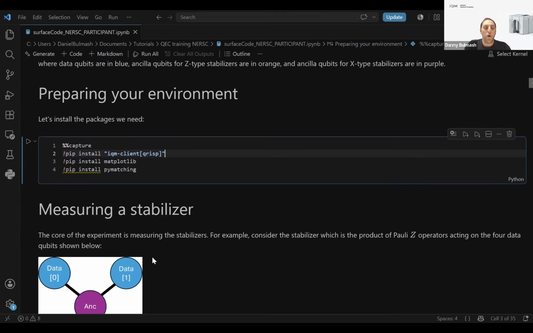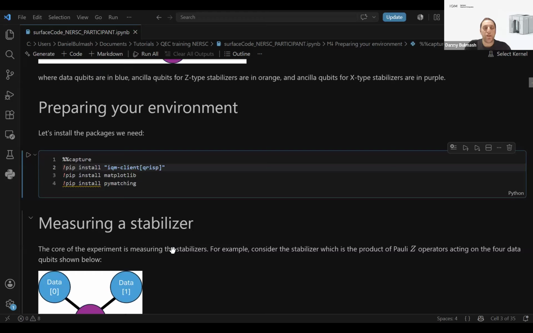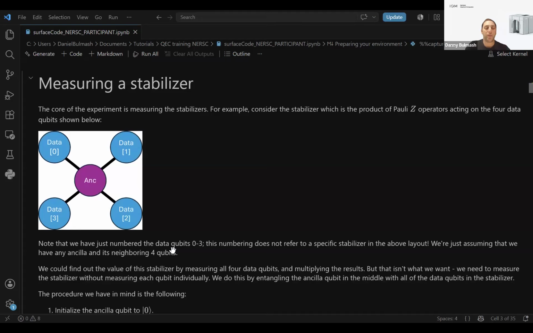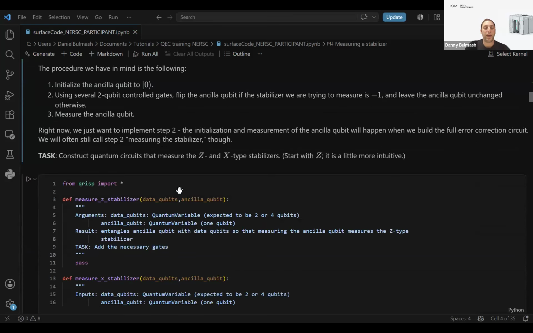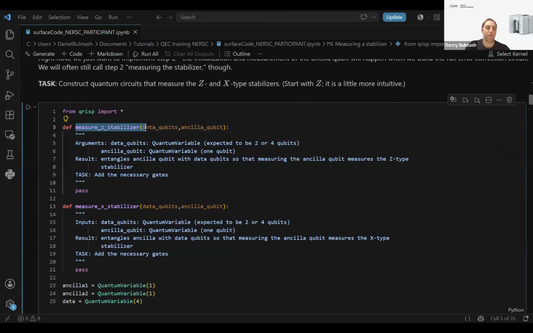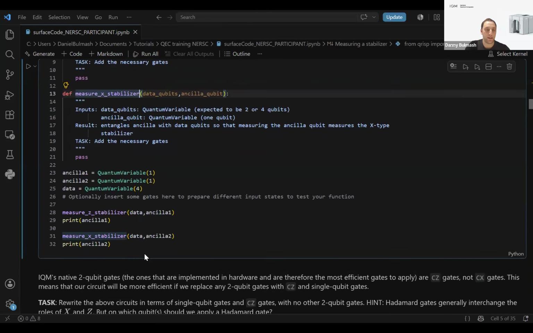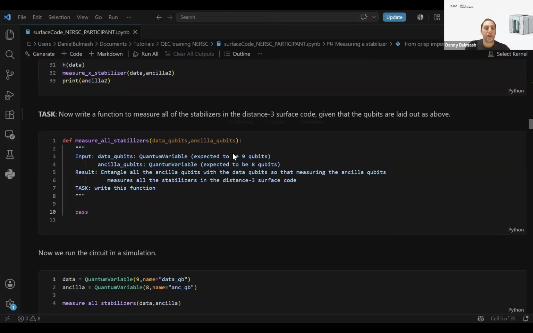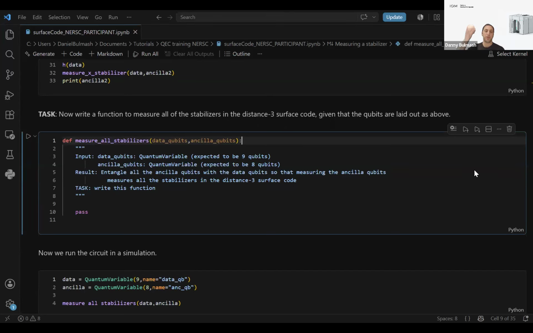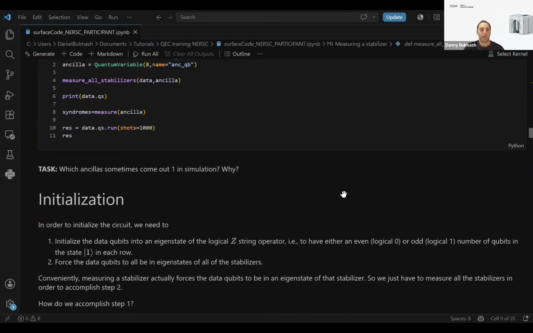Over the course of this notebook, each of the little pieces of the experiment is going to be broken up for you. This is meant to be self-contained, but I'm just going to talk through it right now. We're going to start by measuring a stabilizer. The first thing we're going to do is have a function that measures a Z stabilizer and a function that measures an X stabilizer. Then we can test out those functions on various things. Then we are going to write a function using those that measures all of the stabilizers in the distance 3 surface code, because the aim of the experiment is measure the stabilizers, measure the stabilizers, measure the stabilizers, and then decode at the end. That'll be the first thing that we're trying to do.